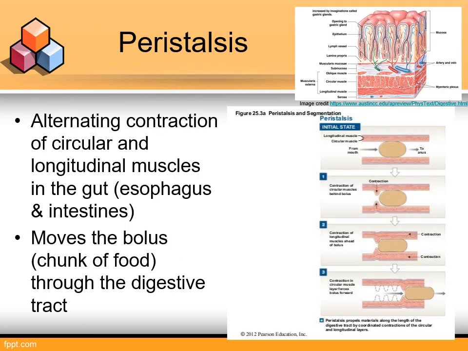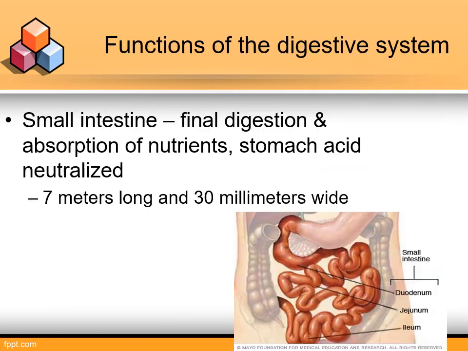Peristalsis, just a quick look at that in more detail. It's the sequential or alternating contraction of circular and longitudinal muscles through the gut, esophagus, and intestines. It's going to move that food through the digestive tract. So we're going to squeeze this way, and then we're going to squeeze that way, and then we're going to squeeze this way, and then we're going to squeeze that way, and it's going to cause that food to just shimmy on down the esophagus or the small intestine or the large intestine.